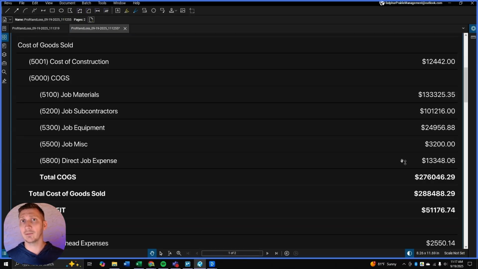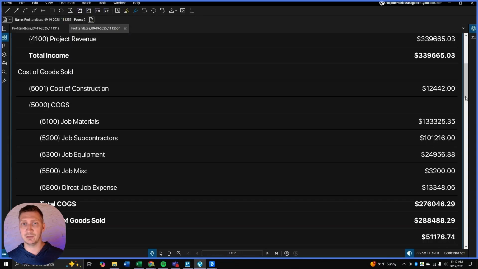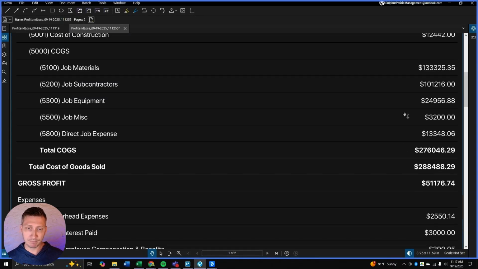So you can job cost things like accountants and project managers, even estimators, but when you can't tie their hours easily, it doesn't make sense. That's when we put them into overhead. So again, this is how it should look. Total cost of goods sold adds it all together, 288,488. So we brought in 339. We're left with a gross profit this month of 51,176 and 74 cents.